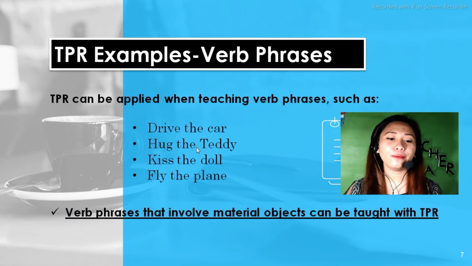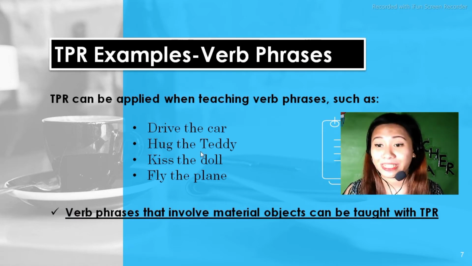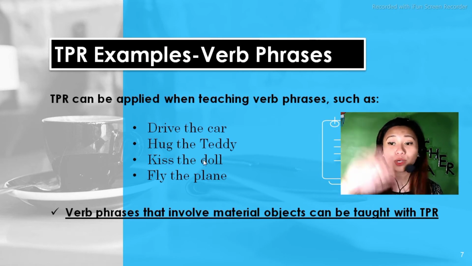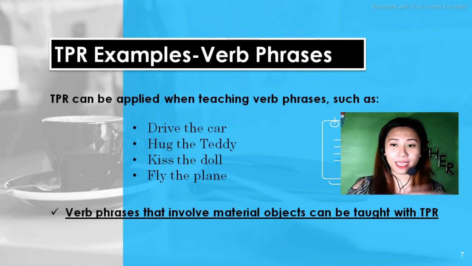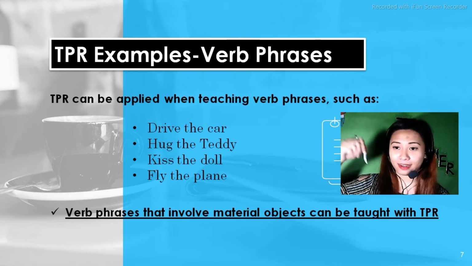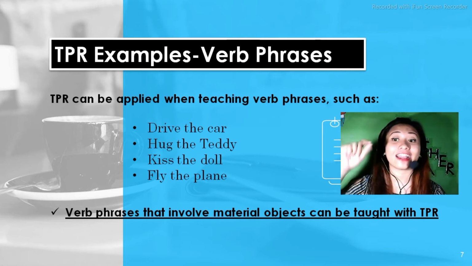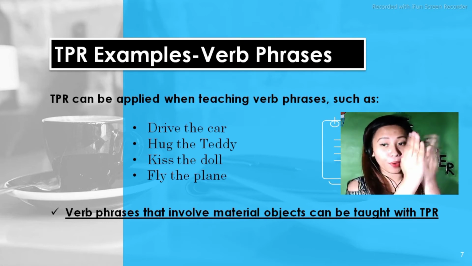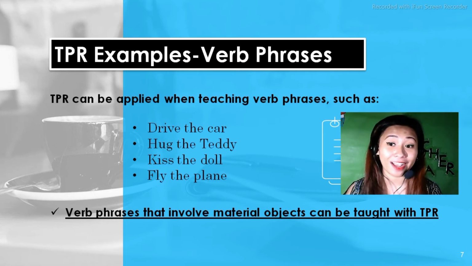Verb phrases that involve materials or objects can also be taught with TPR. For example, showing your student a pen. This is a pen. Like that. Showing a pen itself or moving your hand like writing. Pen or book. Moving your hands open and close as if you're opening a book.